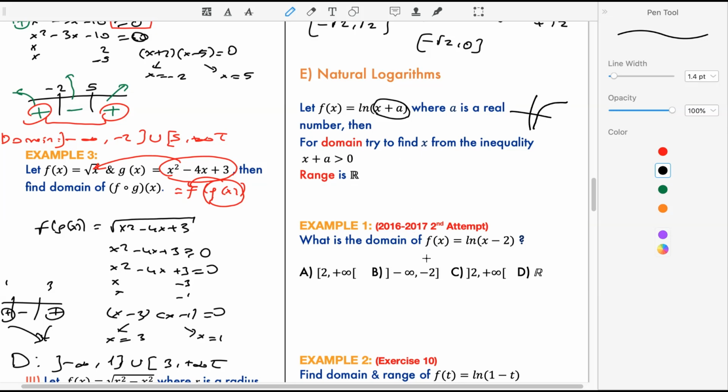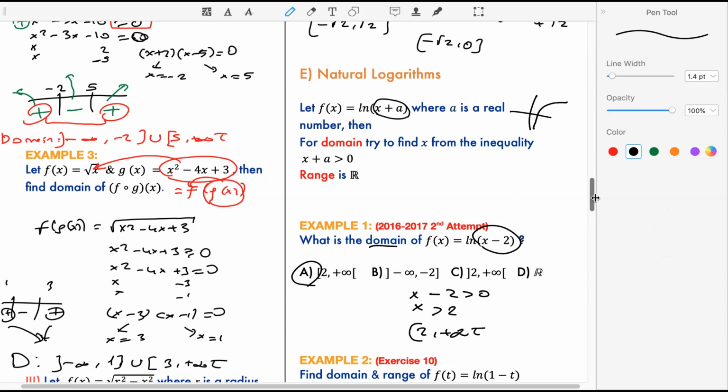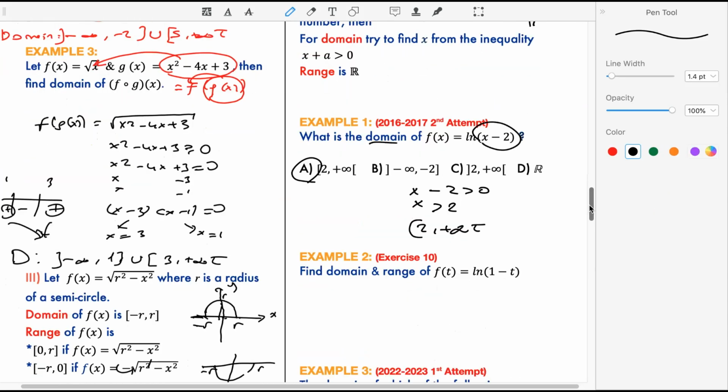It's very simple. So, ministry question: ln of x minus 2, find the domain. Set the stuff inside the ln as greater than 0 and move 2 to the other side. x is greater than 2. Write this as interval notation: 2 to positive infinity, option A. Let's move on. Exercise question.